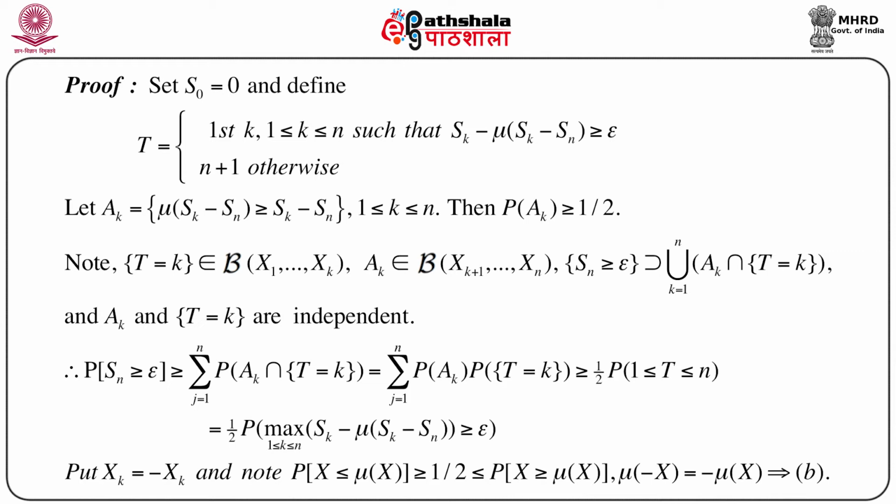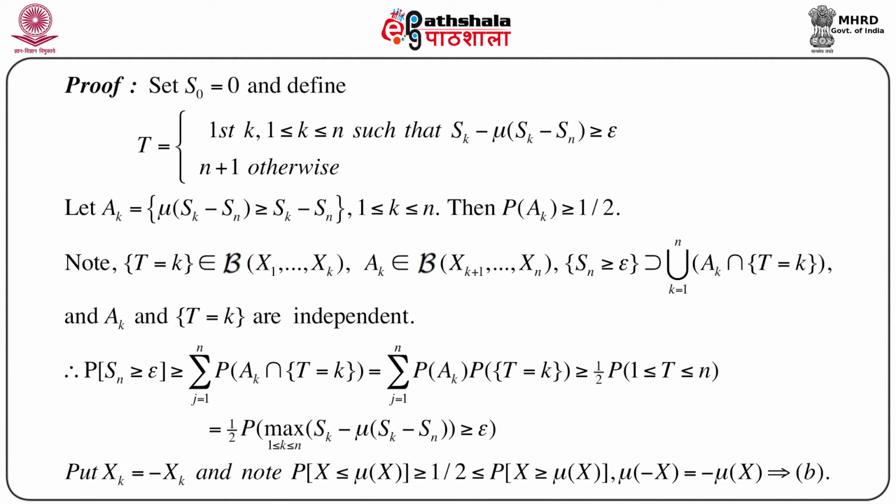and A_k and T equals k are independent, because this A_k is defined for X_{k+1} up to Xn, and T equals k is defined up to Xk, and X1, X2, ..., Xk, X_{k+1}, ..., Xn are all independent. So naturally A_k and T equals k, these two events, are also independent.